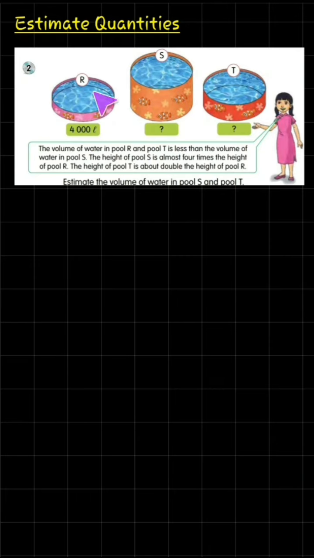As you can see, there are 3 poles, which are pole R, pole S and pole T. The volume of water in pole R is 4000 liters, while you need to estimate the volume of water in pole S and pole T. Okay, look at the question. The volume of water in pole R and T is less than the volume of water in pole S. The height of pole S is almost 4 times the height of pole R. The height of pole T is about double the height of pole R. Estimate the volume of water in pole S and pole T.